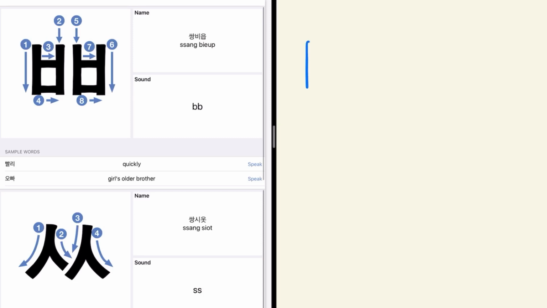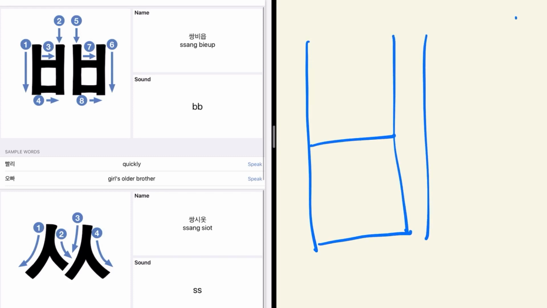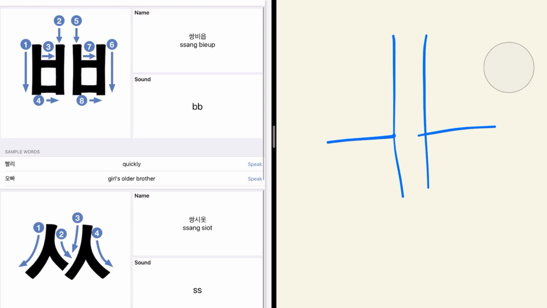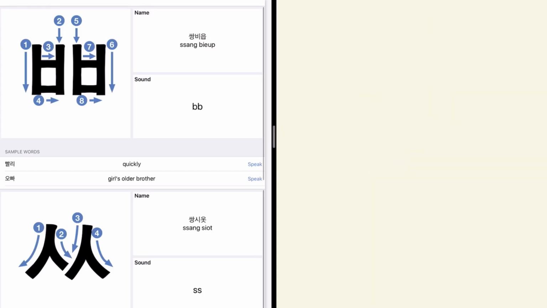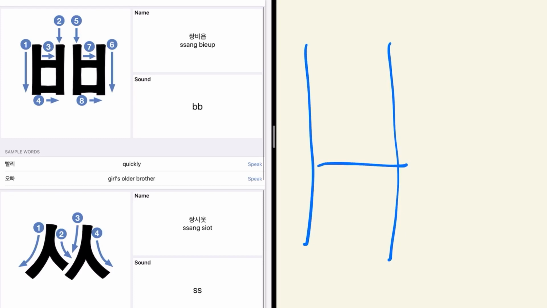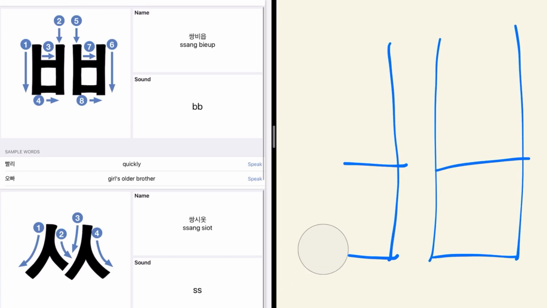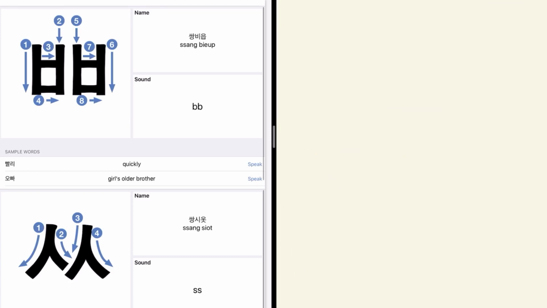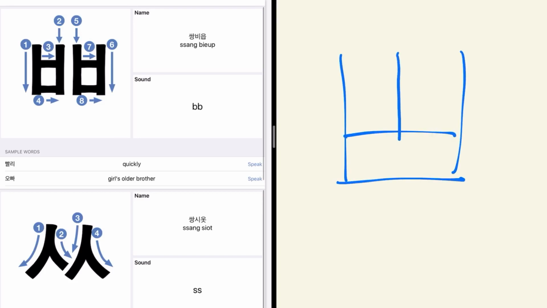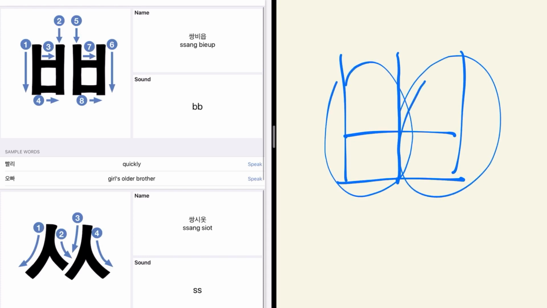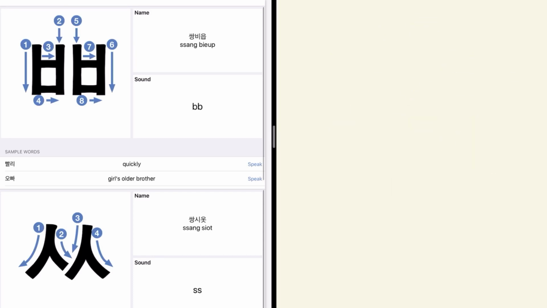쌍비읍. So 1, 2, 3, 4, 5, 6, 7, 8. Okay. It was 쌍비읍. And again. 1, 2, 3, 4. Like this. Do you know? I think most Koreans use 쌍비읍 like this. It is 비읍, and just add this one. Yes. 쌍비읍 like this. Double 비읍. Okay.